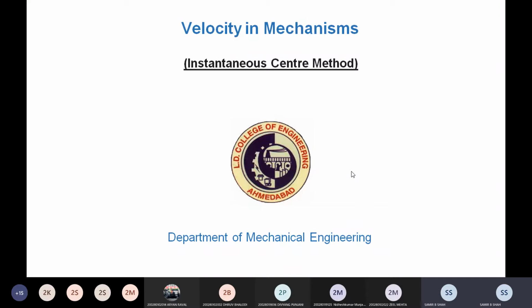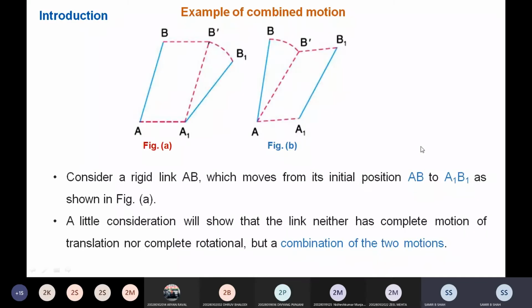Now let's start today about the I-center method. We know very well that initially when we discuss any link, there are two criteria to discuss about that link. Either it may translate or it may rotate, right?